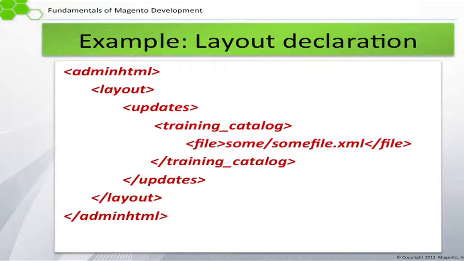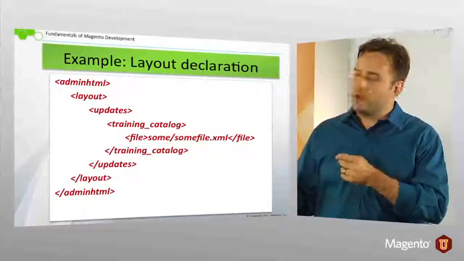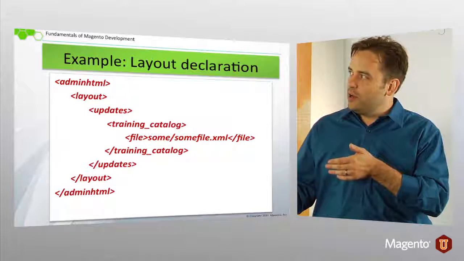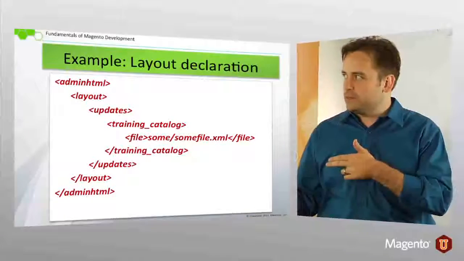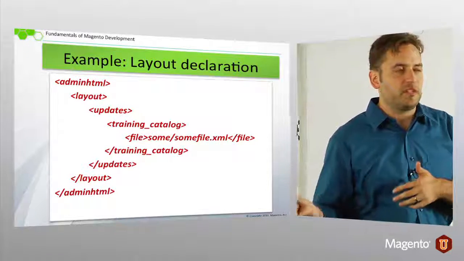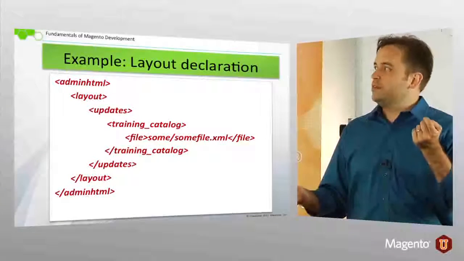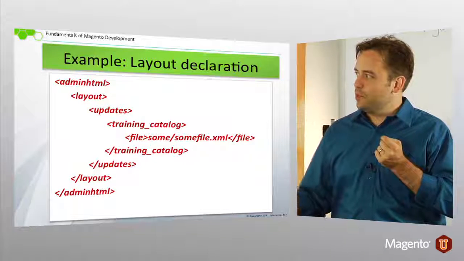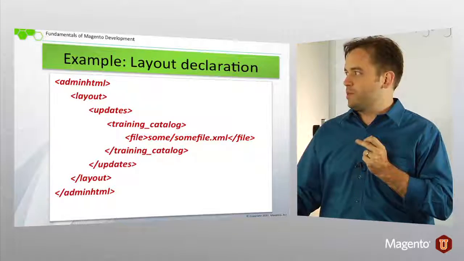Okay, so regarding that layout file, again, we would have config, admin HTML. So this would be in our module. We have config, admin HTML, and then we specify layout updates. So layout updates is basically the path that we need to go down to specify our file. And in this case, we have another unique node in which we declare a single file node, and we specify a path.